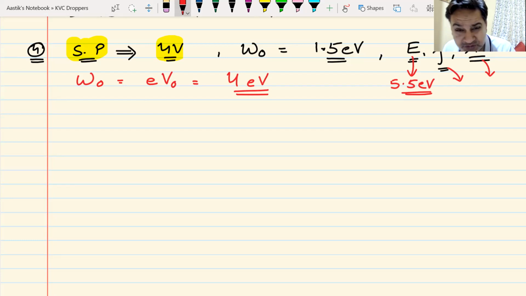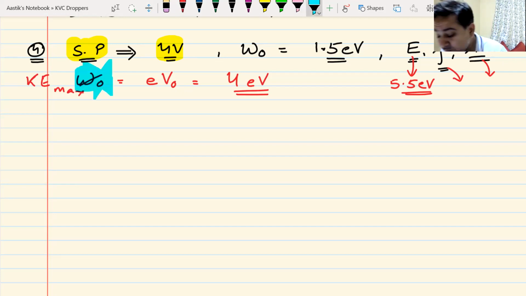The stopping potential is not related to work function. That was the mistake I made. It is related to the maximum kinetic energy. I wrongly wrote it and you also said yes. Remember, do not make stupid mistakes. So the maximum kinetic energy is 4 electron volt. Yes or no?